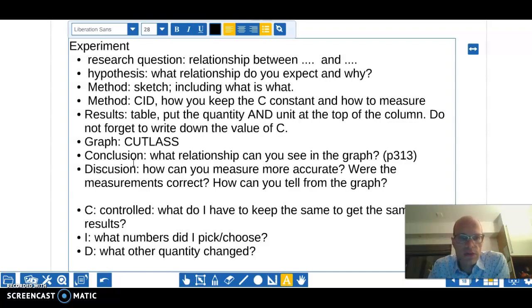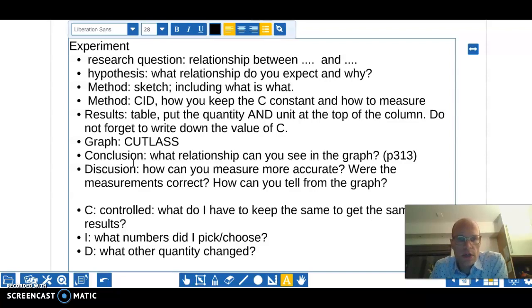In a method you have to make a sketch of the setup, and it has to be crystal clear what is what. So you need to annotate it, just like you learned in biology in the first year. Simply, if you have, for instance, a spring, then you draw a line to it and write next to it "spring", so everybody knows what a spring is. The other thing with a method is the CID. Just to remind you, I have put at the bottom what it is.